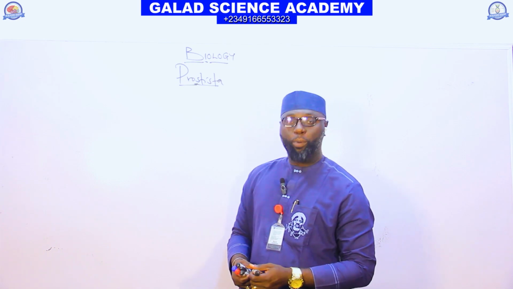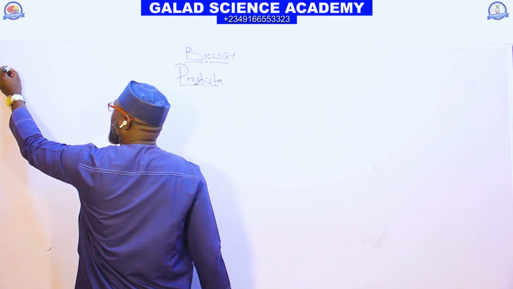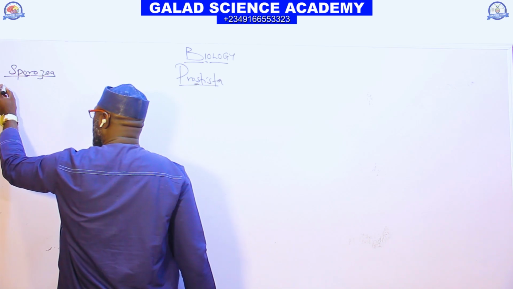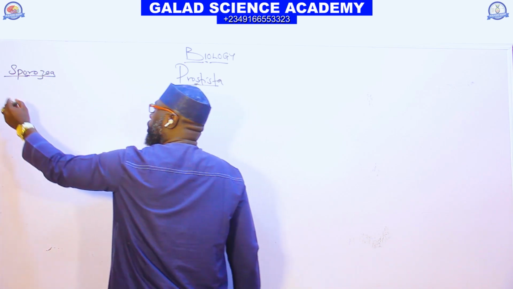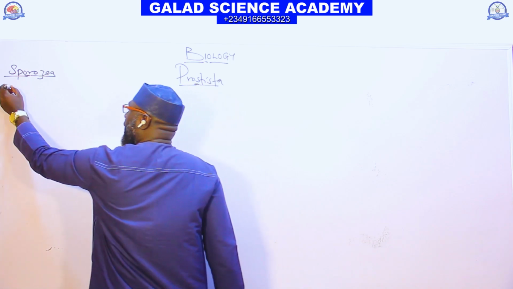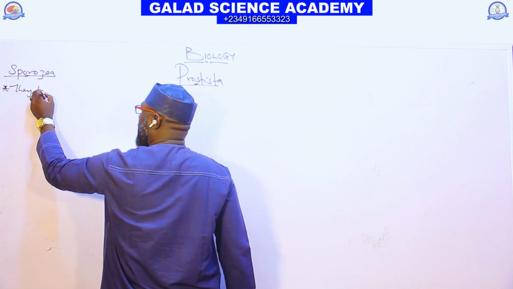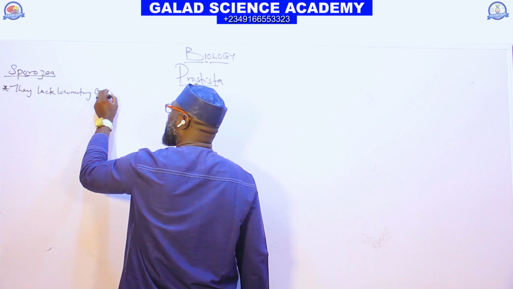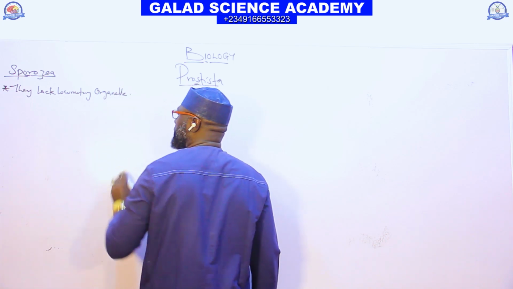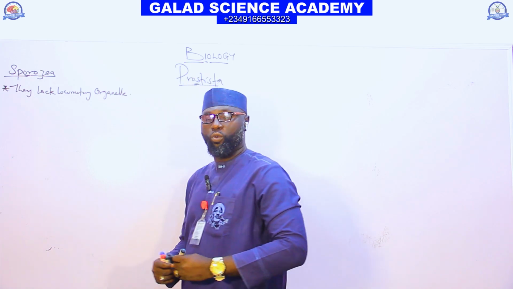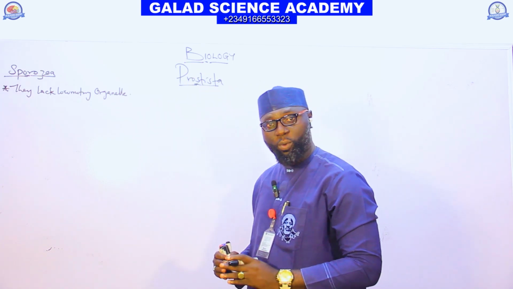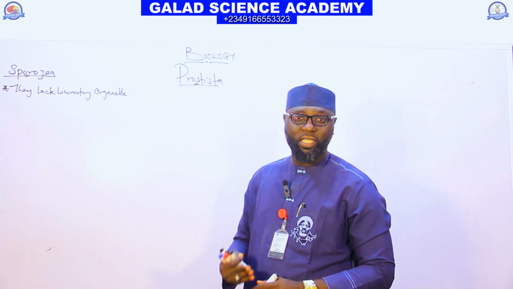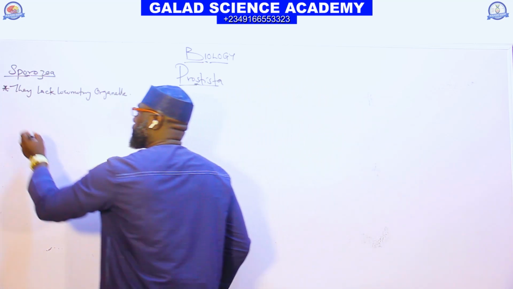The last class under protozoa is Apicomplexa or Sporozoa. The Sporozoa lack locomotory organelles, that is, they cannot move. They don't have locomotory organelles, they cannot move because they are pathogens or parasites of human.